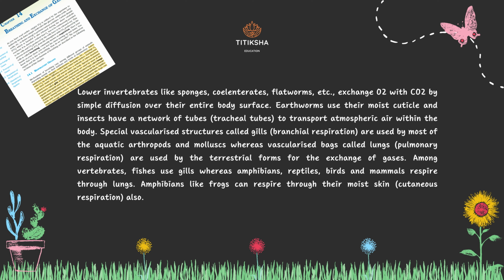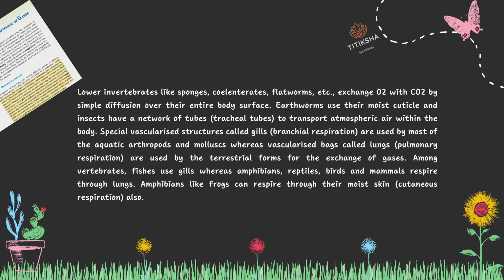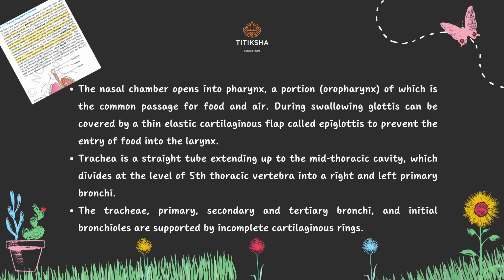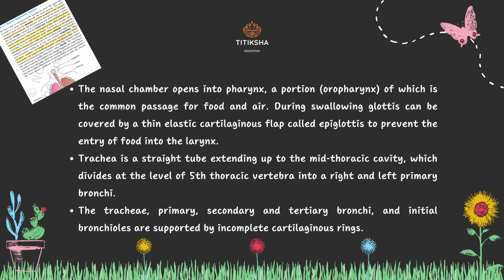Among vertebrates, fishes use gills, whereas amphibians, reptiles, birds and mammals respire through lungs. Amphibians like frogs can respire through their moist skin, or cutaneous respiration, also. The nasal chamber opens into the pharynx, a portion named oropharynx of which is the common passage for food and air.